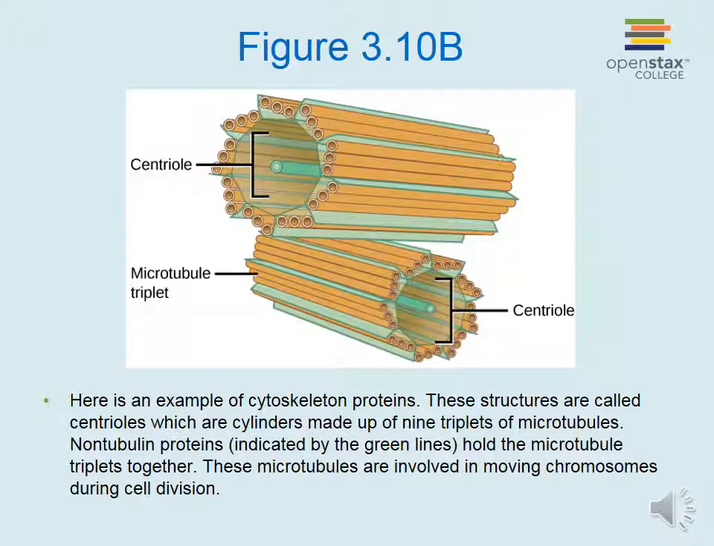Here is an example of cytoskeleton proteins. These structures are called centrioles, which are cylinders made up of 9 triplets of microtubules. The non-tubulin proteins, indicated by the green lines, hold the microtubule triplets together. These microtubules are involved in moving chromosomes during cell division.